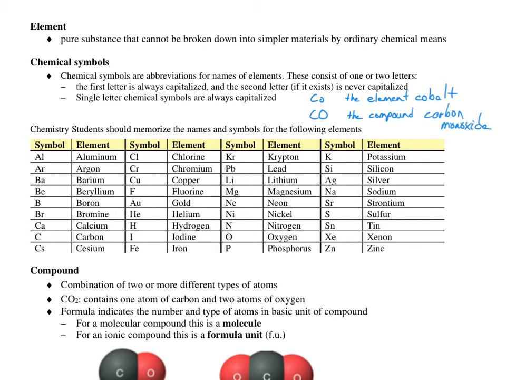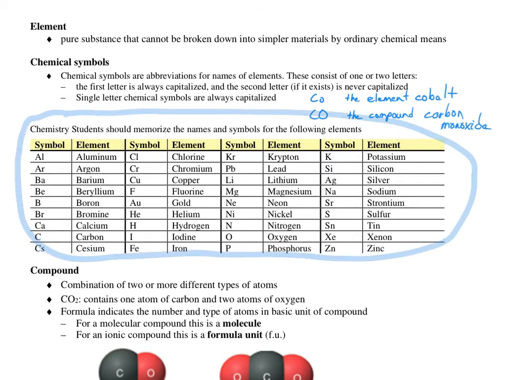The reason for this is it allows us to distinguish between Co, which is the element cobalt, and CO, which is carbon monoxide. So you have to be careful to distinguish whether these letters are uppercase or lowercase. While there are well over 100 elements, these are the elements that you should know and memorize. You should know the name of the element, along with its elemental symbol.